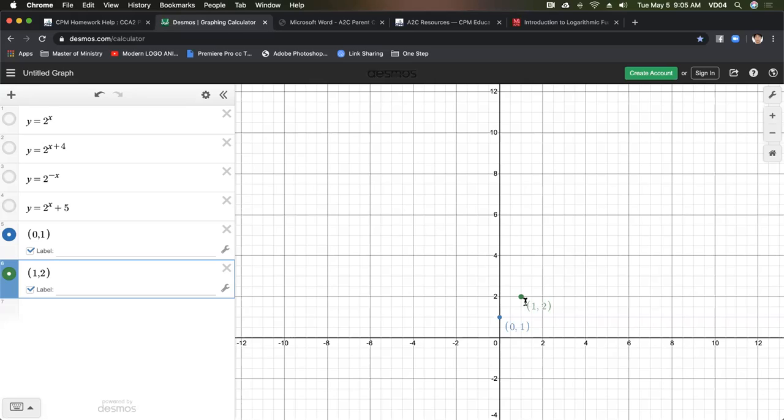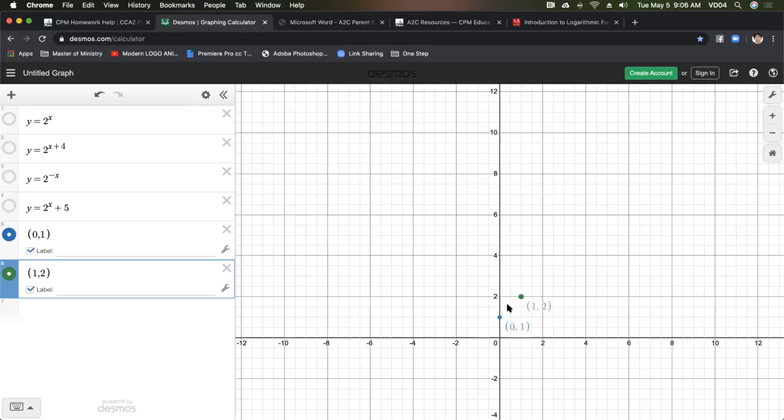So, of course, we can predict that the graph will pass through these points. Again, since we are talking about an exponential function, the graph is not linear, it's not a straight line. So it will become a curved one, passing through these 2 points.